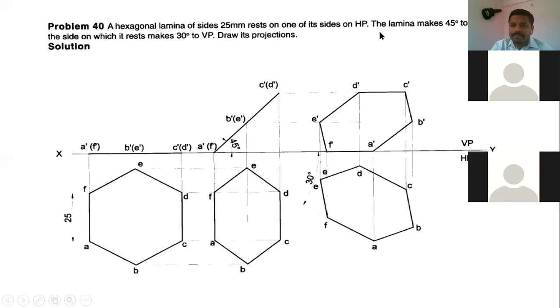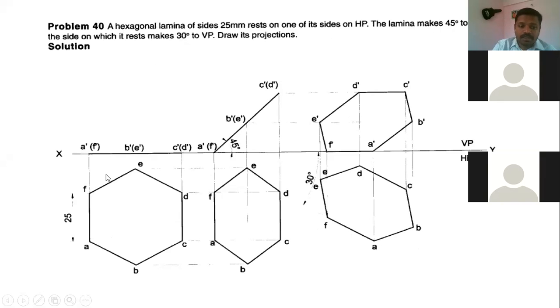What it says: the lamina makes 45 degrees to HP, that is done. And the side on which it rests, where is it resting? The resting edge is AF, correct? This edge is given now. So the side on which it is resting, that particular edge makes an angle of 30 degrees to VP. That's very important. In the previous problem, he spoke about the diagonals, but now he's giving the resting edge.